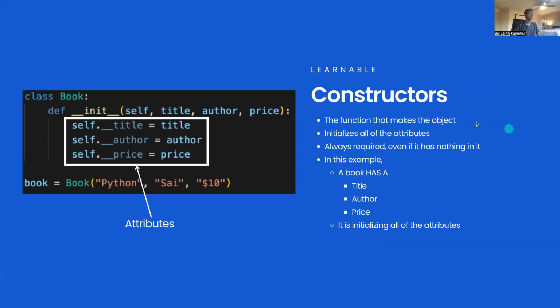So it basically initializes all the attributes and it's always required, even if it has nothing in it. And in this example, a book has a title, author, and price. And it is basically initializing all the attributes to its own attributes as well. So when you want to call the attributes, you use this name, not the title. This name, self dot underscore title. And that's same for author and price as well.